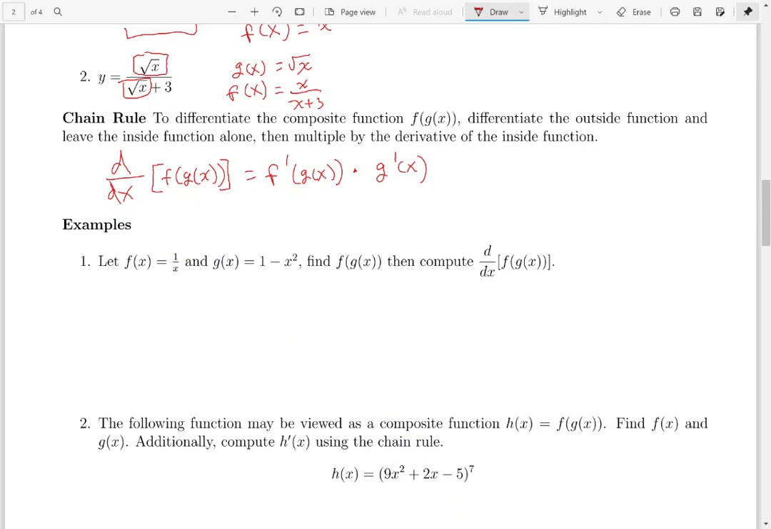Alright, the derivative of the outer function, leave the inner function unchanged, and then times the derivative of the inner function. That is our chain rule. Now let me make a side note real quick. The truth is that this chain rule can be iterative. What do I mean by that?